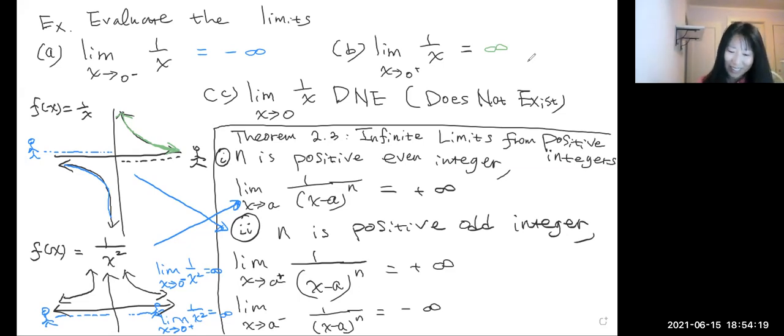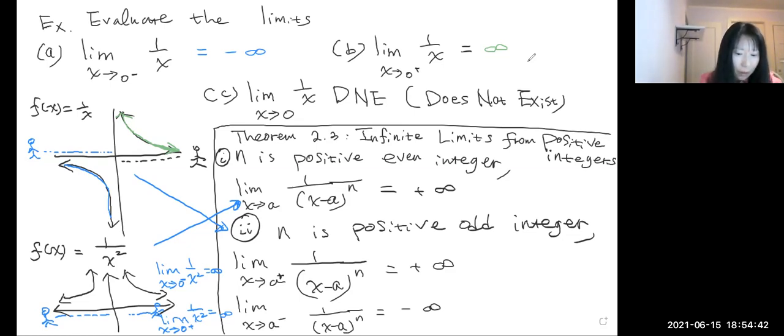So we cannot remember this theorem by itself. We should remember the basic functions, which are 1 over x and 1 over x squared, right? Okay. Is it clear? Yes, for me. Okay, good.